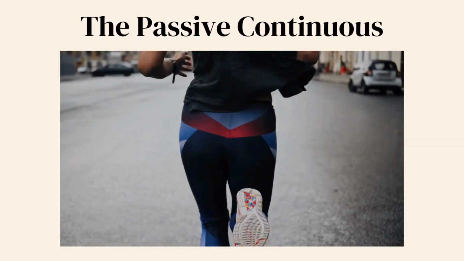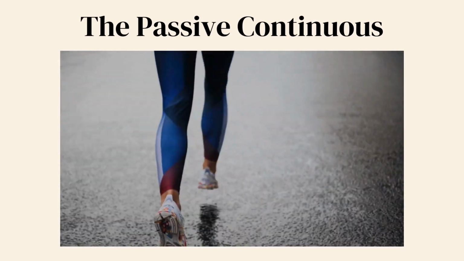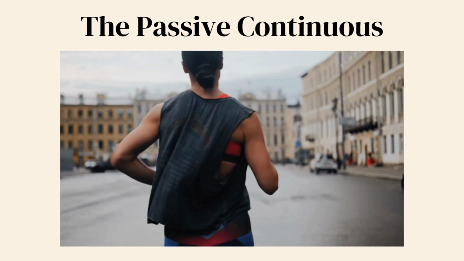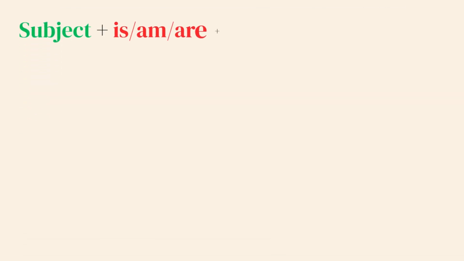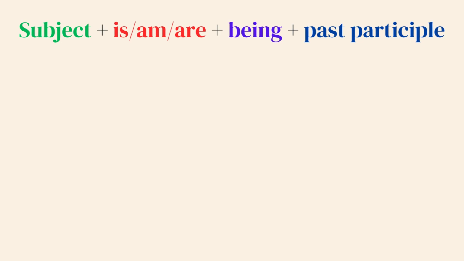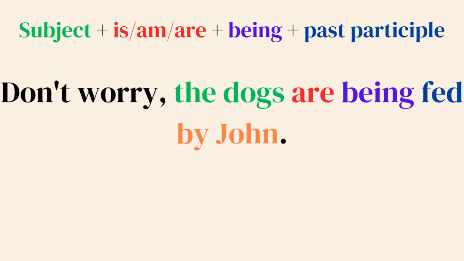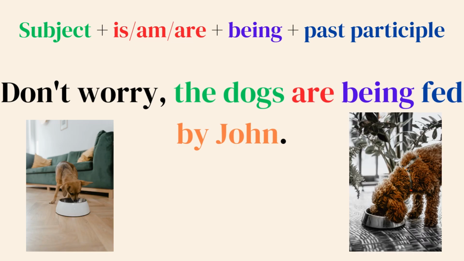If we want to talk about ongoing actions in the passive tense, we use the passive continuous. To do this, we add being between the is, am, or are and the past participle. So for example, we could say, "Don't worry, the dogs are being fed by John."